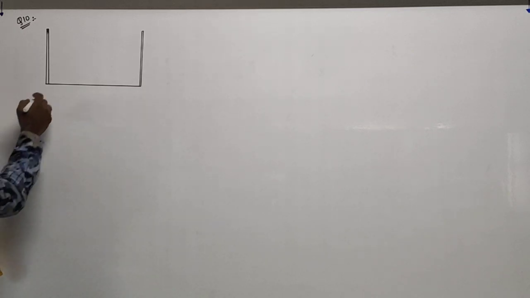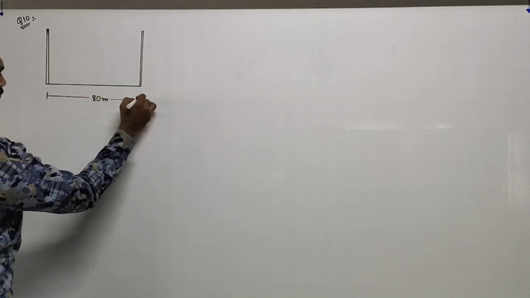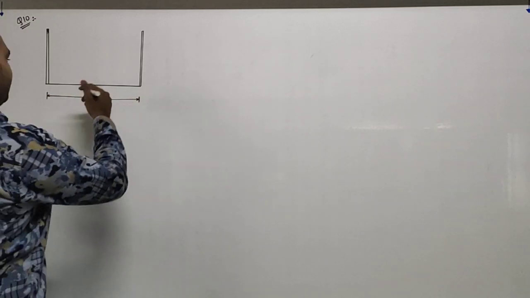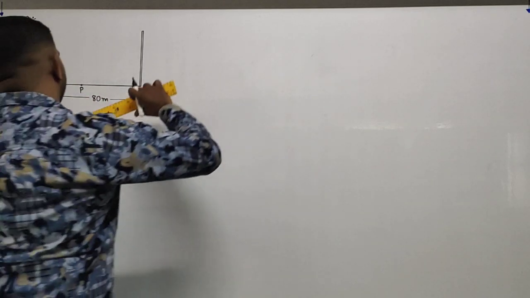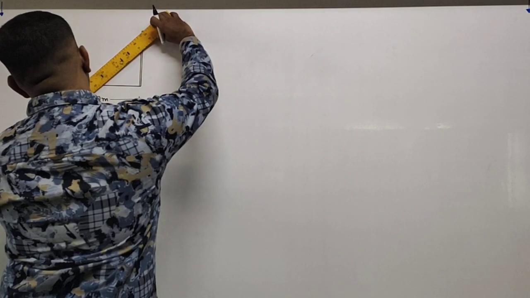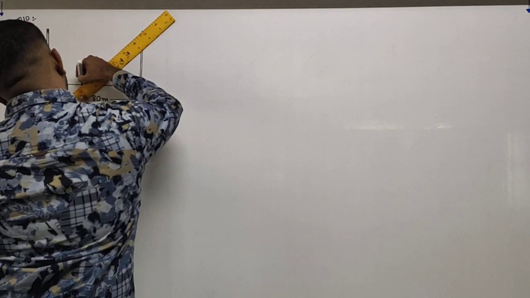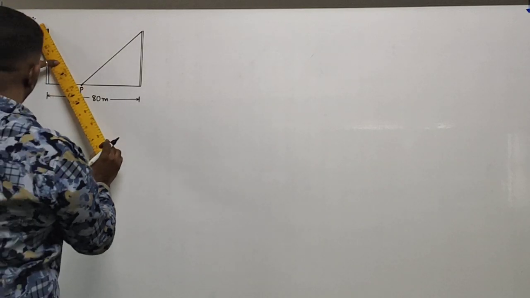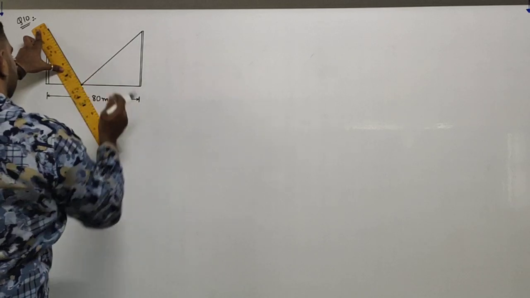This road is 80 meter wide. So this is the given distance between the two poles, that is 80 meter. Now from a point between the poles on the ground, we have the angles of elevation of the top of the poles to be 30 degree and 60 degree on either side. That means on this side it might be 30 degree and on this side it might be 60, like this.